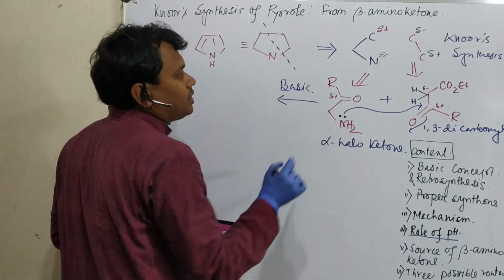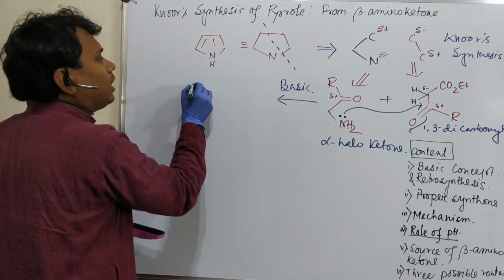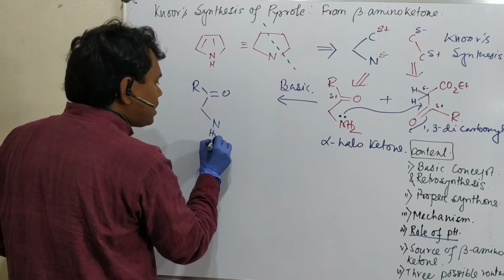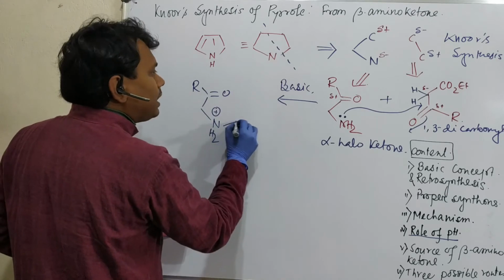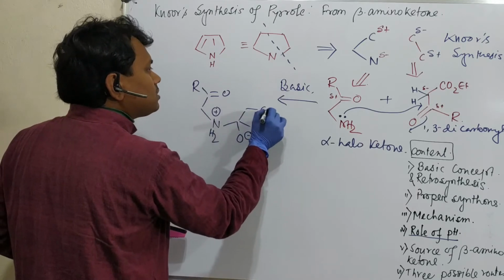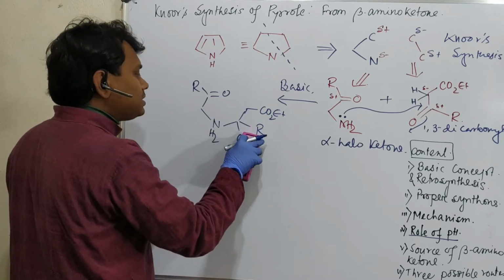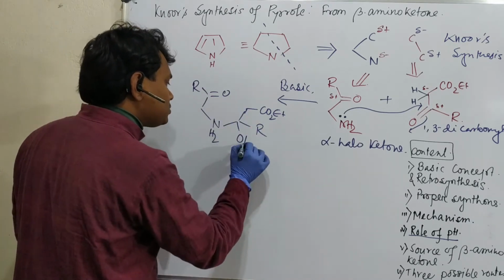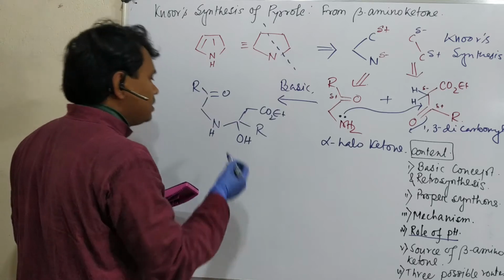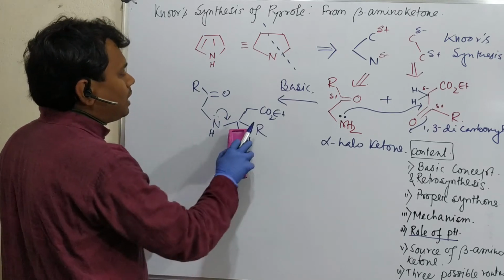Okay, so this attacks here. So what does it result in? It opens up the R C double bond O. This is NH2 plus, and this is the O minus, R, CO2Et. Fine. Now it will leave a proton and this charge will be neutralized. So what is the product? This is OH, this is NH. And we know aminal undergoes facile dehydration, means it will leave, ultimately what will it result in?